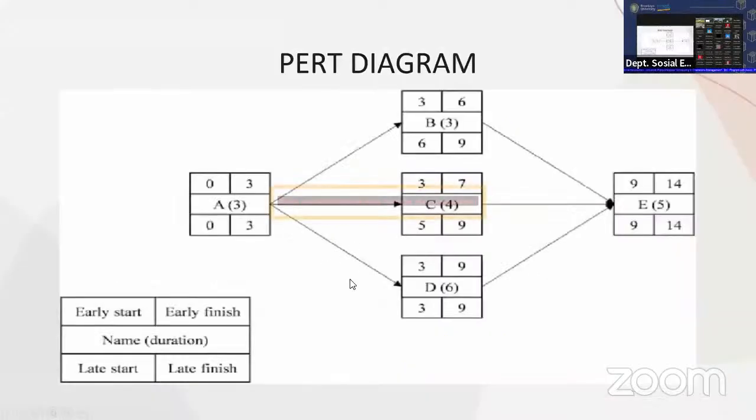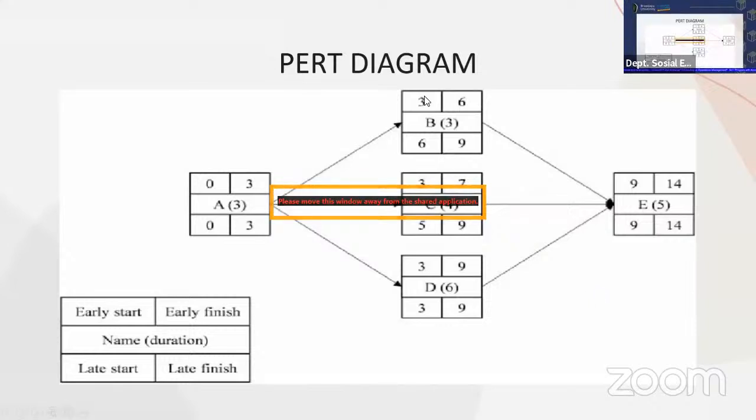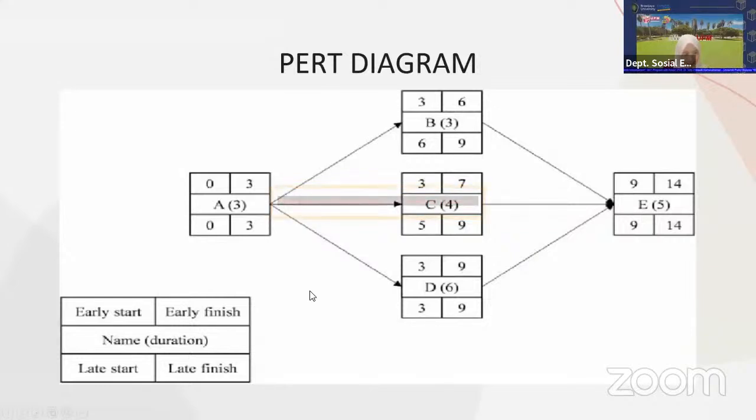So I'm sure that the students know how many paths are here. How many paths here? 1 path, 2 paths, 3 paths, right? So students, you agree with me? We have three paths for this diagram. So you know that the numbers in the box here indicate early start, finish, late start, late finish, right?